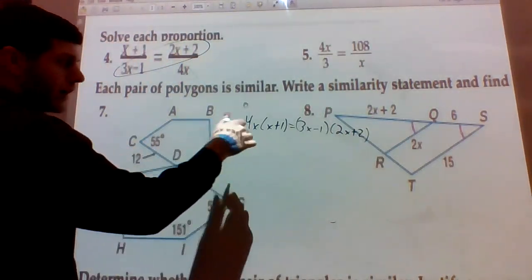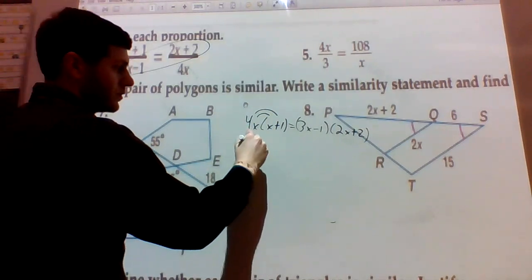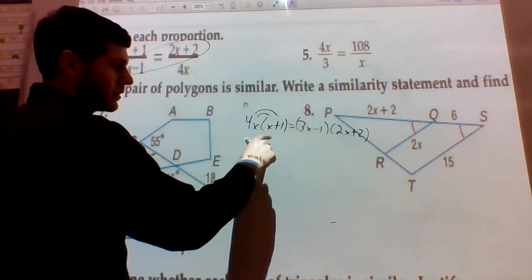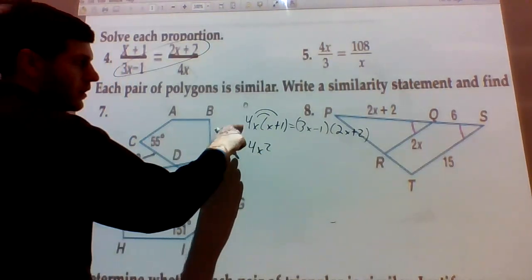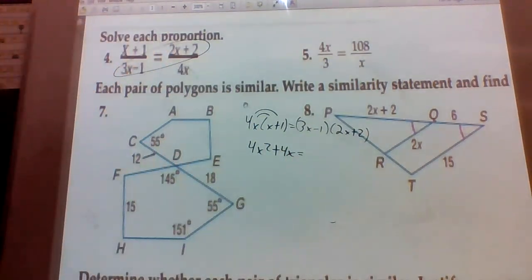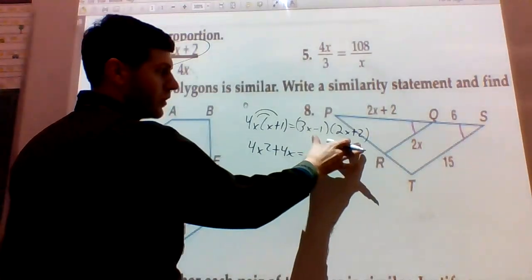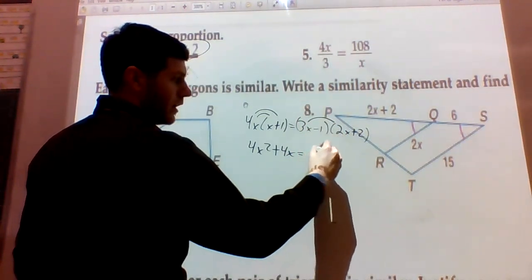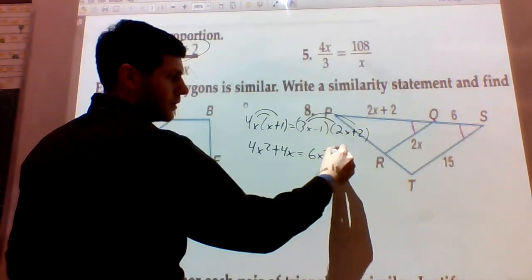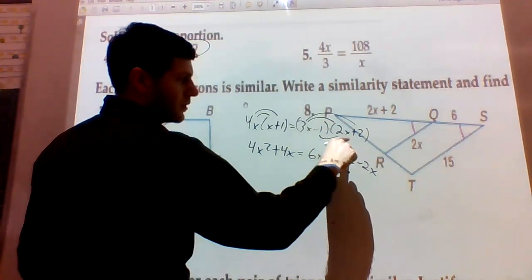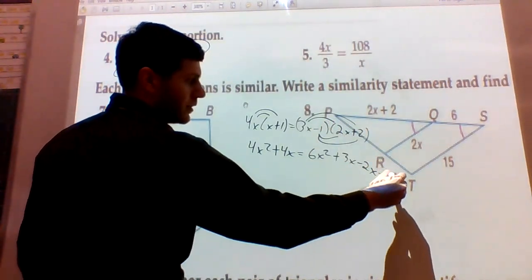Okay, we've got to distribute the 4x. Okay, so 4x times x is 4x squared, right? It's 4 times 1, and x times x is x squared. Then 4x times 1 is going to give us 4x. I'm not sure what method you used here to solve for this, but the way I know is foiling. So first, outer, inner, last. So 3x times 2x is 6x squared. 3x times 2 is plus 6x. Negative 1 times 2x is minus 2x. And then negative 1 times 2 is minus 2.